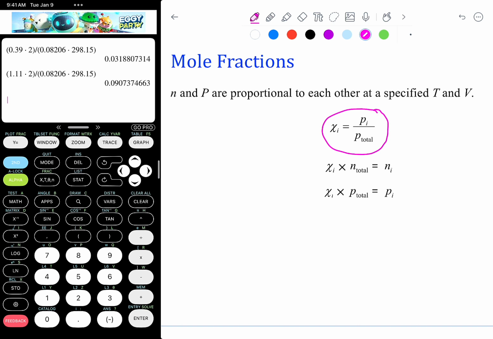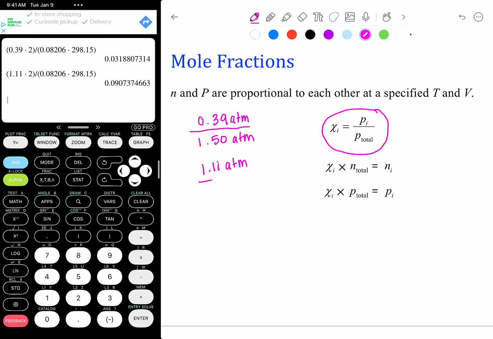Like we saw before, we had 0.39 atm of methane over the total 1.50 atm overall. That would be a pressure fraction. The other one came from the 1.11 from the C2H6 over the total.